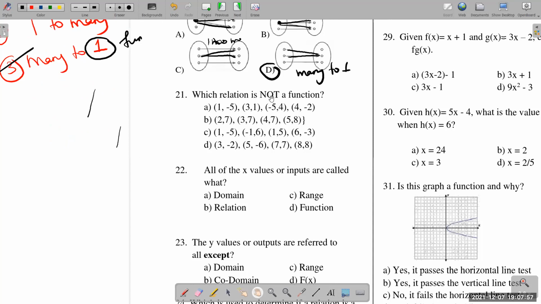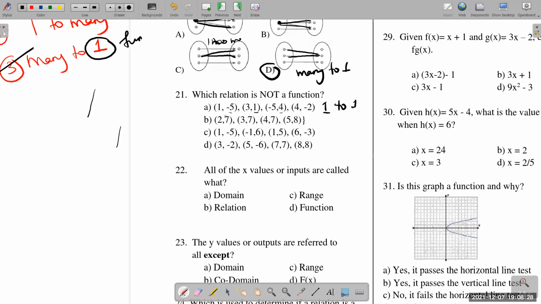The same concept here. Which relation is not a function? So let's label them. You can't determine which one is not a function if you don't know what they are. Look at all the inputs. Let's look at all the X: 1, 3, -5, 4. All of them are different. Let's look at the Y's: -5, 1, 4, 2. All of them are different. So this would be a one-to-one because every X is going to a different Y.